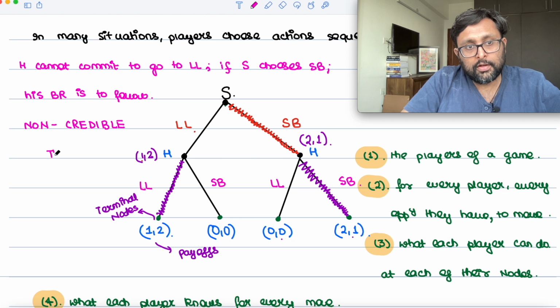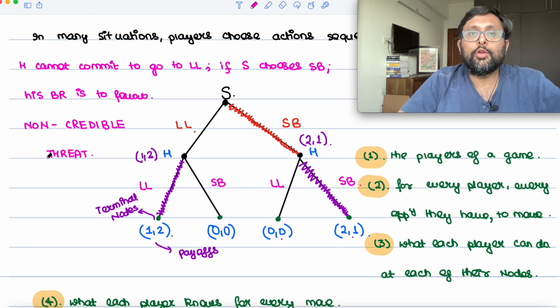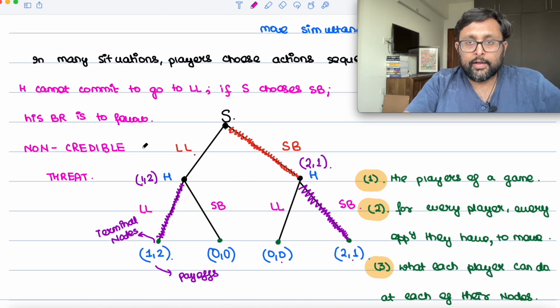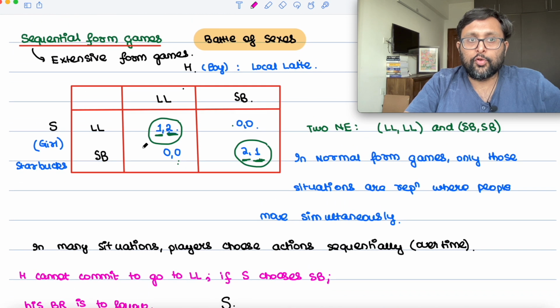Are you with me? Right? So this is a very simple idea of extensive form games, or the sequential form games.